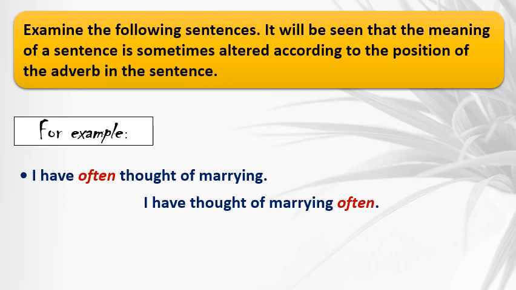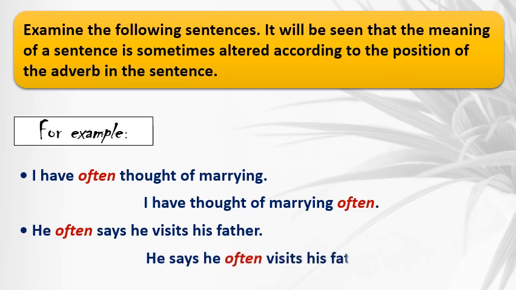So as we can see, when the adverb often is used in different places in the sentences, the meaning of the sentence is also totally changed. Number 2, he often says he visits his father. He says he often visits his father. So when the position of the adverb is changed in the sentence, the meaning of the sentence is also changed accordingly.